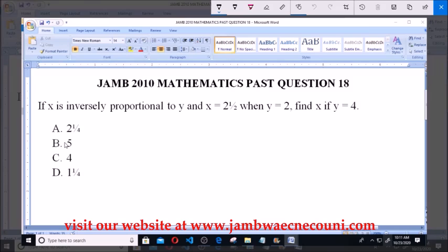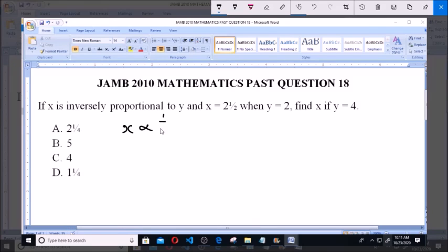Now this is an inverse proportion whereby we're given that x is inversely proportional to y. Now introducing a constant, this proportionality sign will change to an equation sign. So we have x is equal to k over y. Now when x equals 2.5 and y equals 2, we have that 2.5 is equal to k over 2.